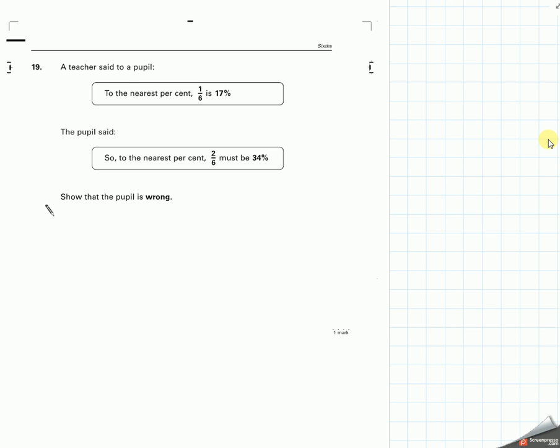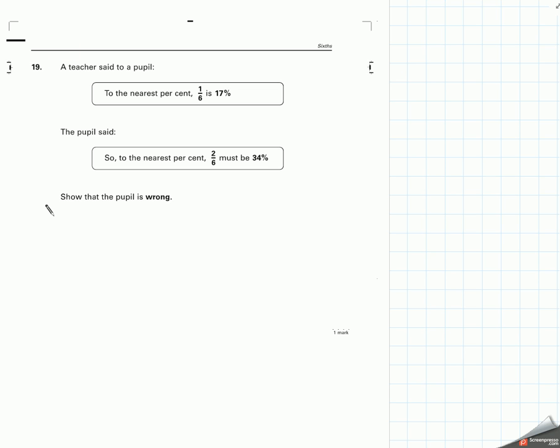Okay, next question in the 2005 papers. A teacher said to a pupil that, to the nearest percent, 1/6 is 17%. The pupil said, so that means that 2/6 must be close to 34%. Show the pupil is wrong.